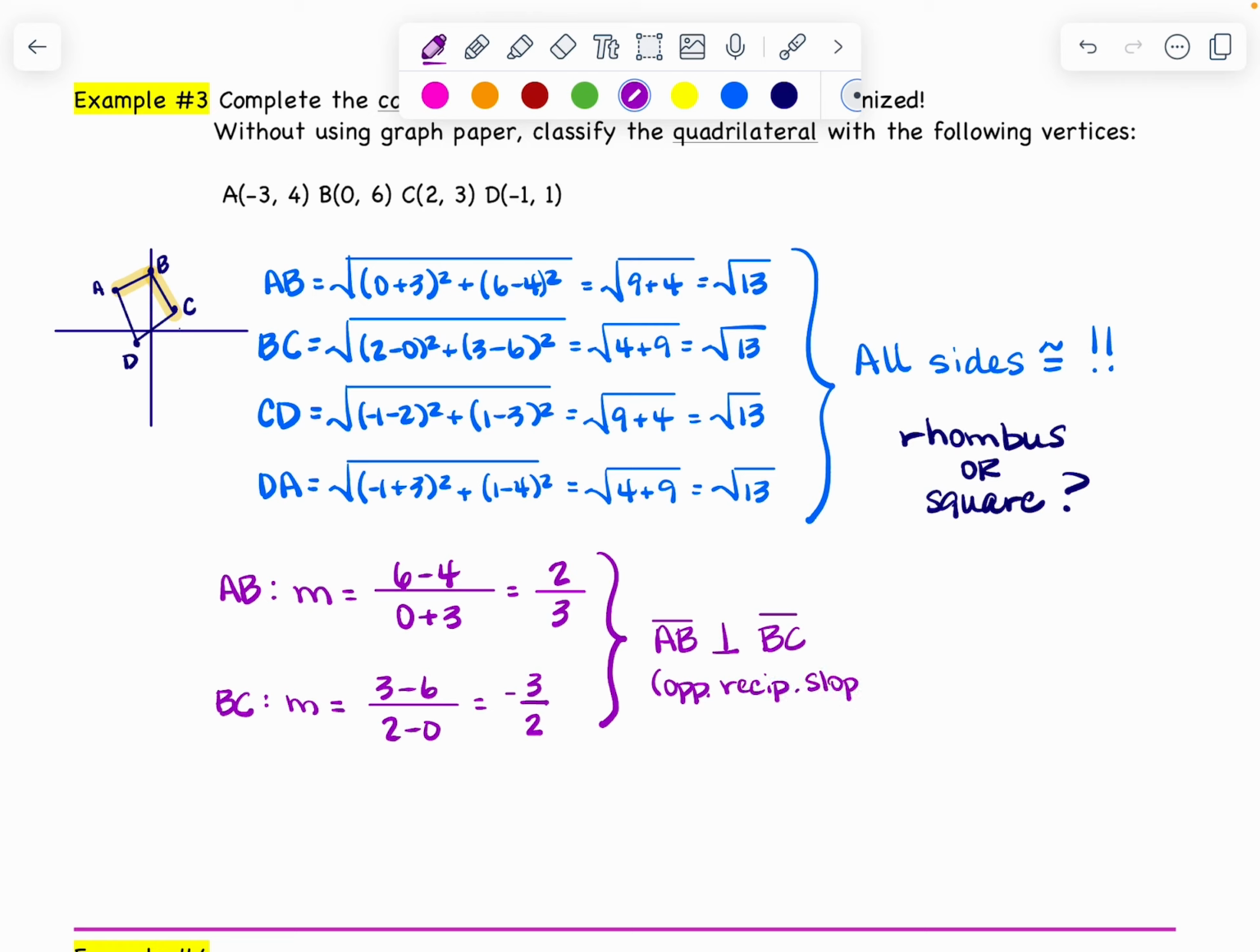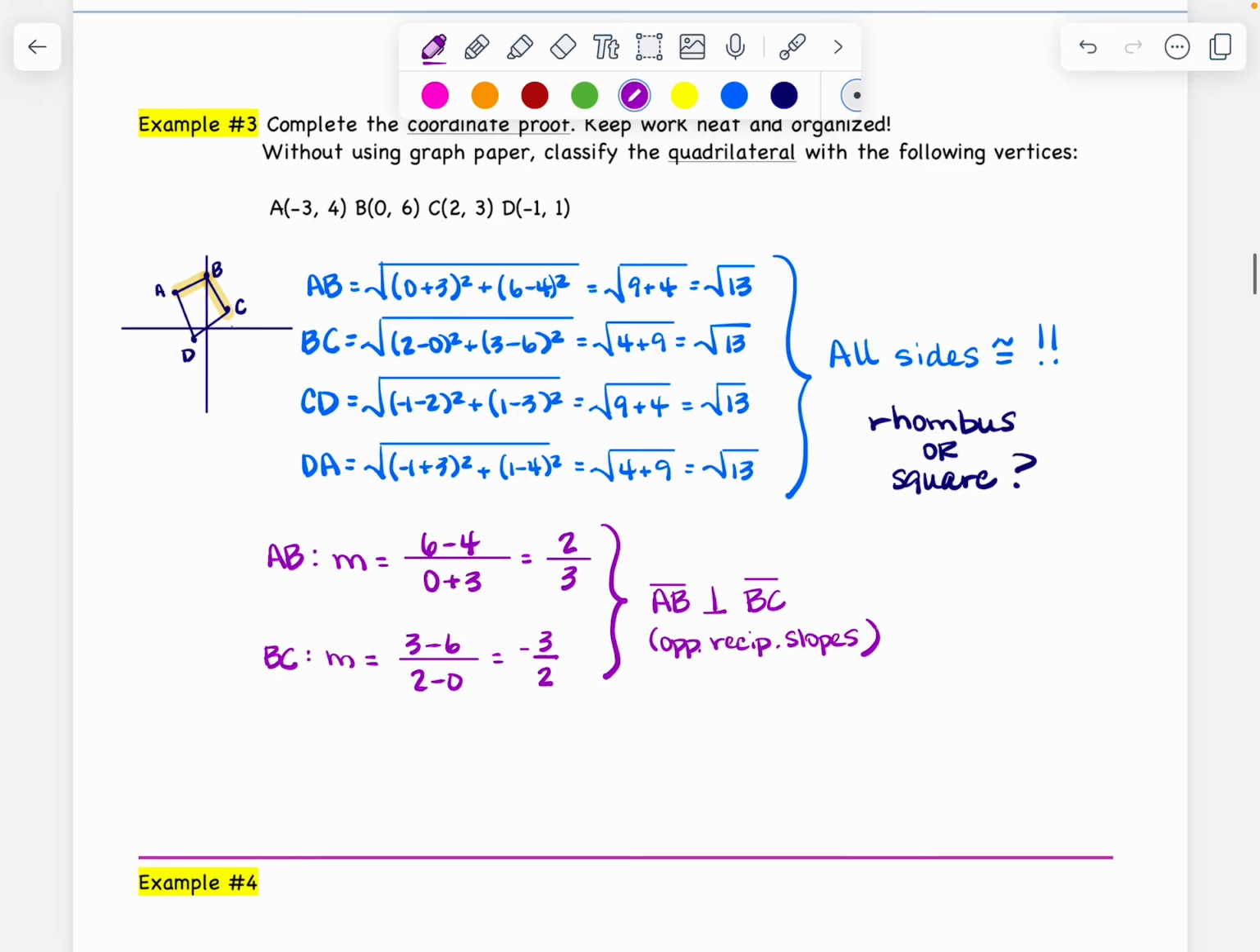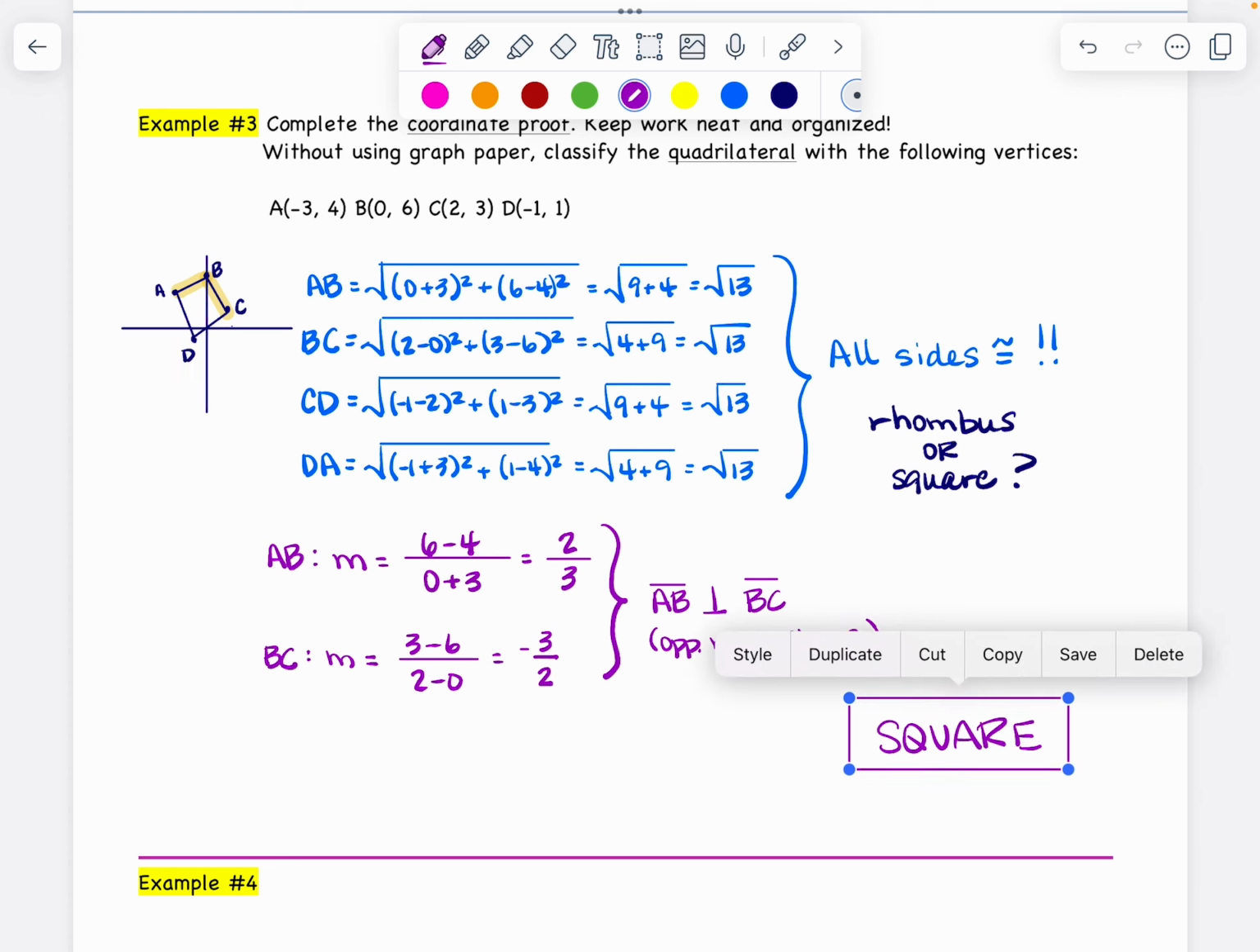And if you want to, I'm just going to write this for note purposes, right? Opposite reciprocal slopes. So if that corner is a right angle, everybody's a right angle, which means this is a square. And you have to be specific, right? You have to keep working until you have narrowed it down to the most specific shape that you can, right? And so there you have it. This must be a square.